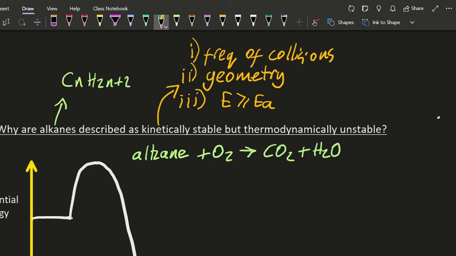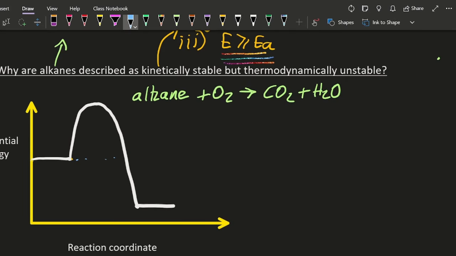Now, not all of these are important. Frequency of collisions is to do with maybe the pressure or the temperature. That's geometry. That's beyond the scope of the IB. It's really this one that we're interested in. So if a reaction is kinetically stable, that means that the activation energy must be really high. So here's the energy diagram. The activation energy must be really big for something to be kinetically stable.